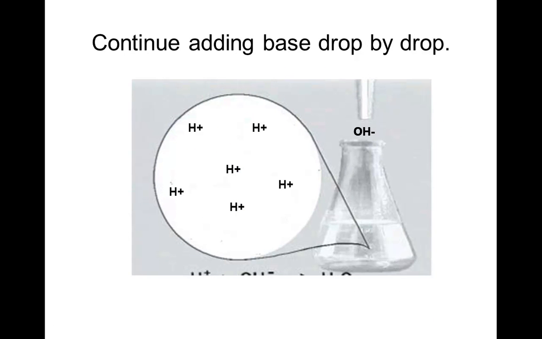So then I just need to continue adding my base drop by drop. So I'll go ahead and do that. Okay, there we go. Again, we made more water when we did that. Is the solution still colorless? Yeah, I still have hydrogen ions. So I'm going to need to continue adding my hydroxide ion. And again, at this point, it's still colorless.